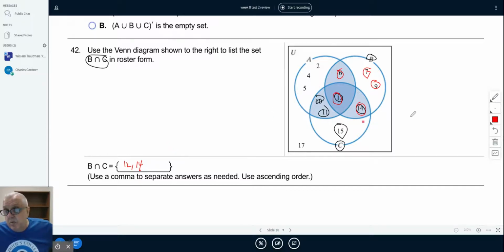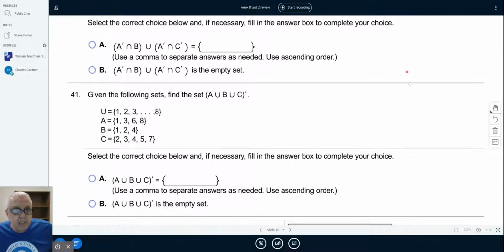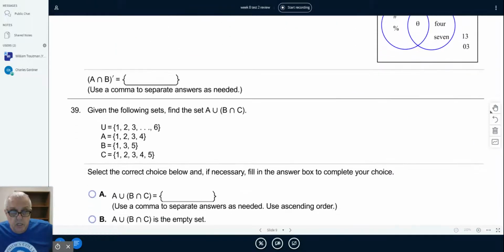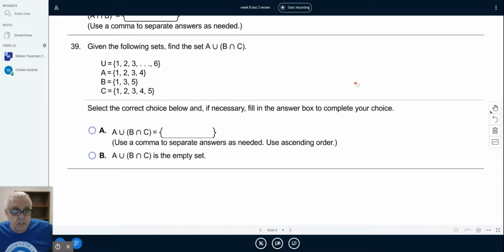Oh, I skipped one. We need to do number 39. It's on the previous page. There we go.